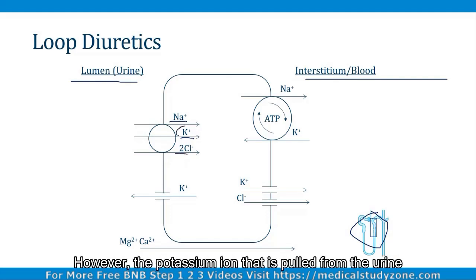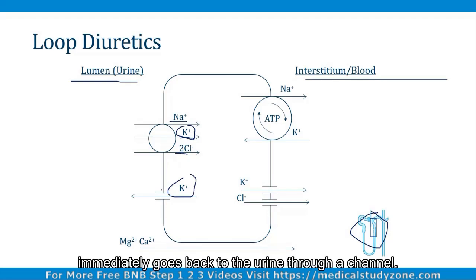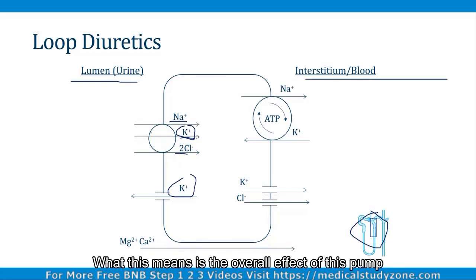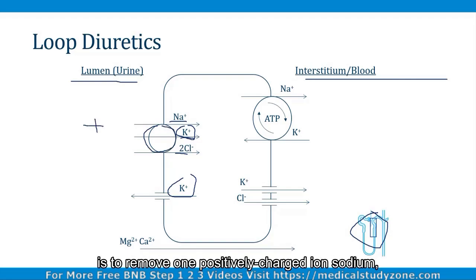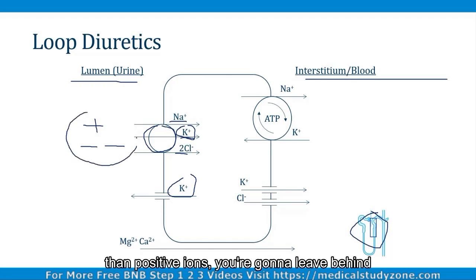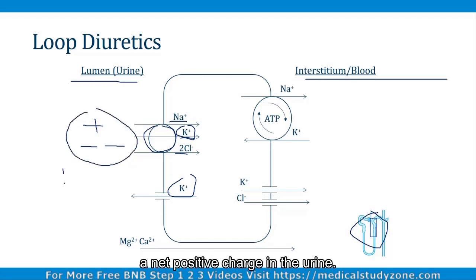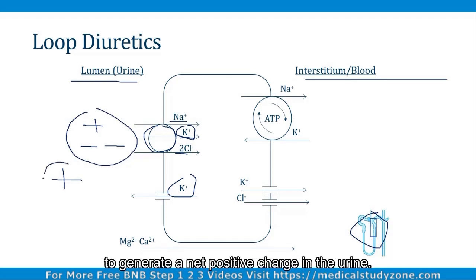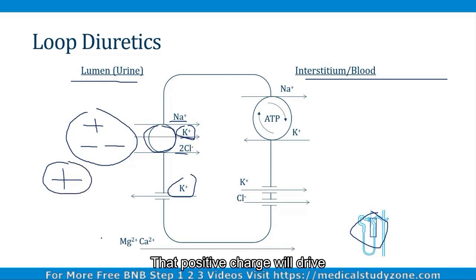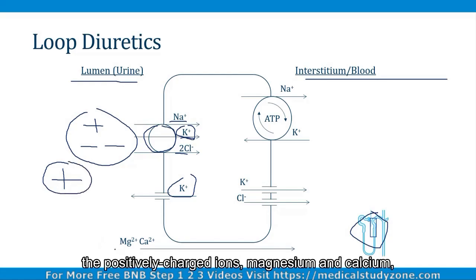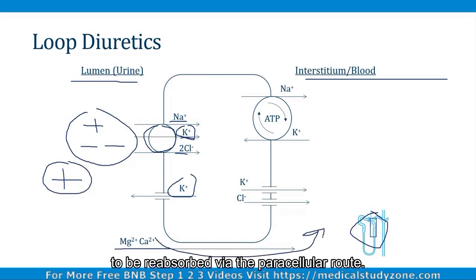However, the potassium ion that is pulled from the urine immediately goes back to the urine through a channel. What this means is the overall effect of this pump is to remove 1 positively charged ion, sodium, and 2 negatively charged chloride ions. Because you've removed more negative ions than positive ions, you're going to leave behind a net positive charge in the urine, and that's the effect of this pump, to generate a net positive charge in the urine. That positive charge will drive the positively charged ions, magnesium and calcium, to be reabsorbed via the paracellular route.